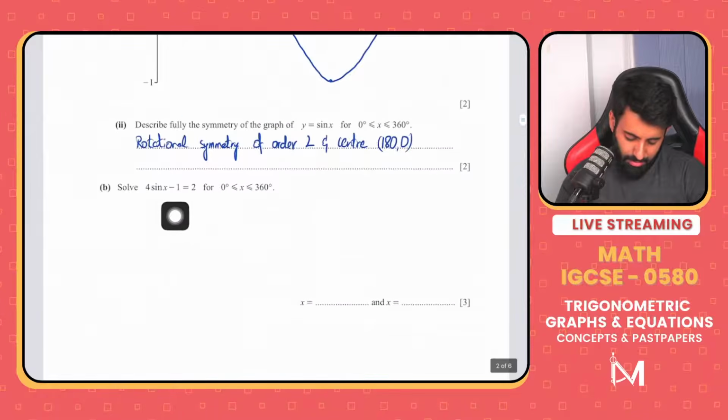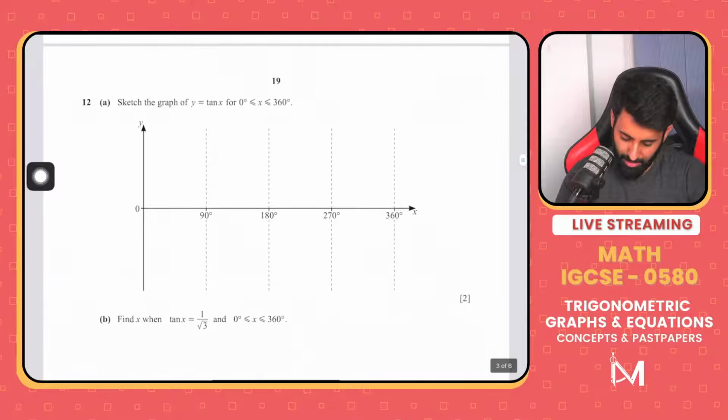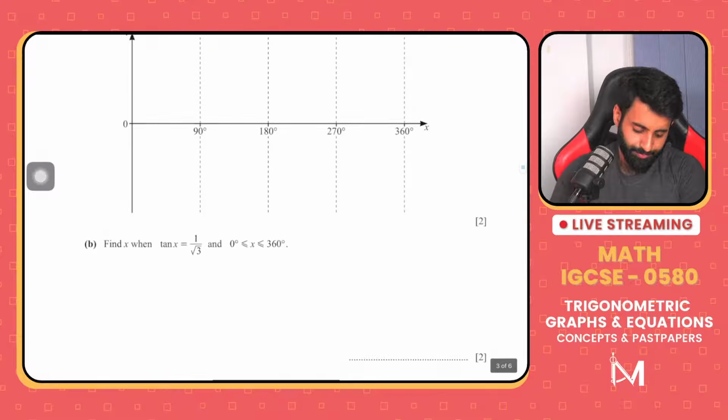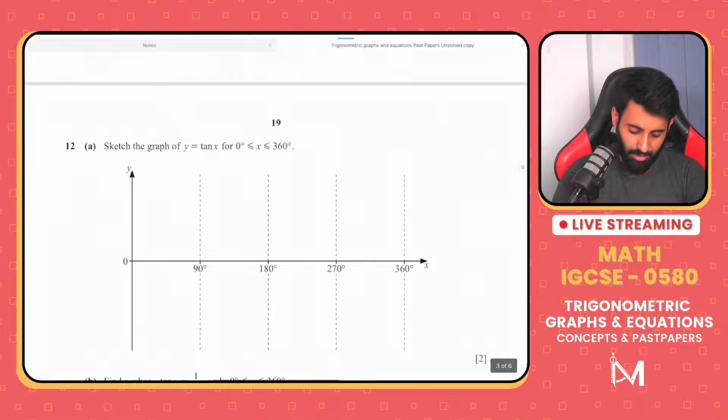Okay, then you have a trigonometric equation. We'll look into that later, but first let's complete the past paper questions, past paper questions that are dealing with graphs only.